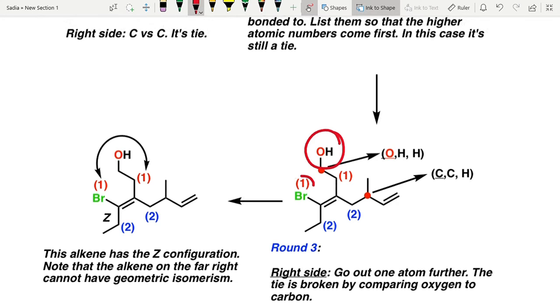So we have high priority groups lying on the same side like this, so it is known as the Z configuration, right? On the same side we have it, Z configuration.